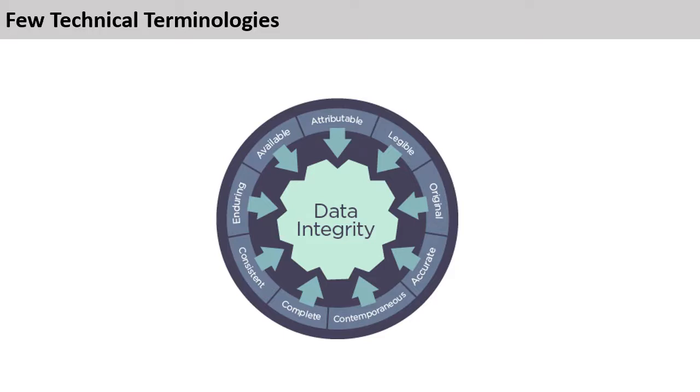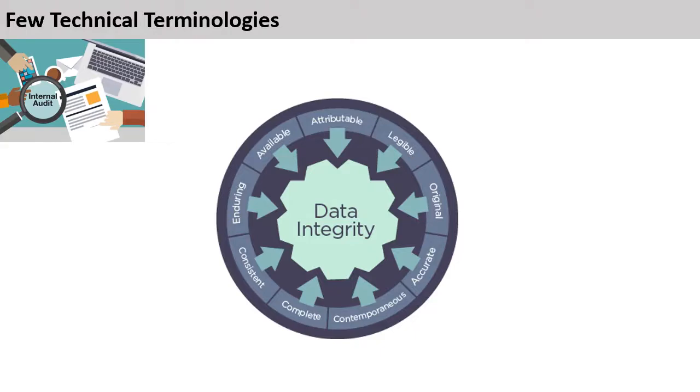Next is internal audit. As the name indicates, it is for auditing or inspecting your own organization. Audit is conducted by qualified auditors other than the respective function. Observations are confidential and usually not disclosed during audits.